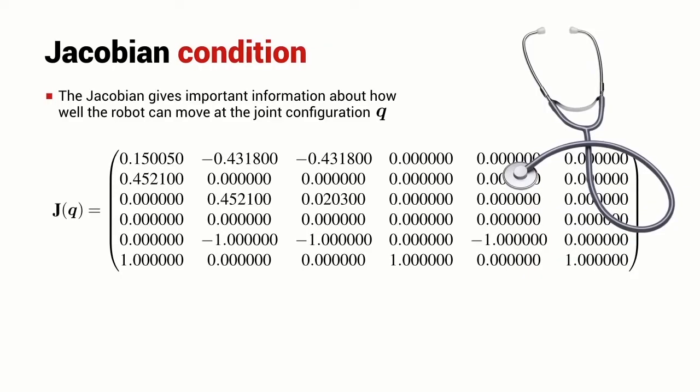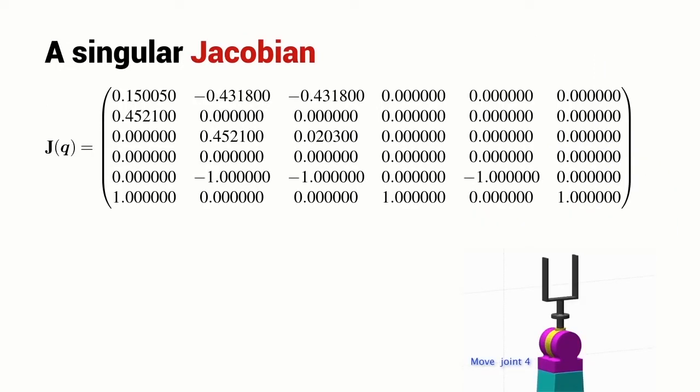There's a lot of really rich information in the Jacobian matrix, and we can use it as a sort of diagnostic tool to work out how well the robot can move at a particular joint angle configuration. Let's look in more detail at the case where the Jacobian matrix is singular, and this is what the Jacobian matrix looks like for a robot in the pose shown here, where joint angle 5 is equal to 0.